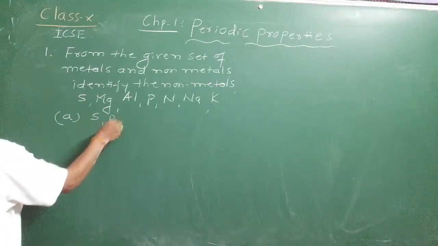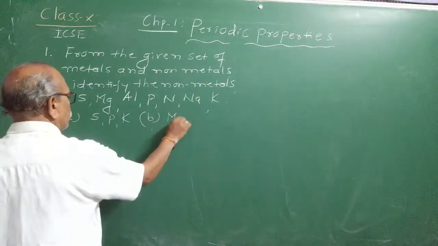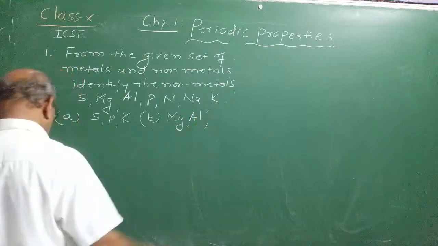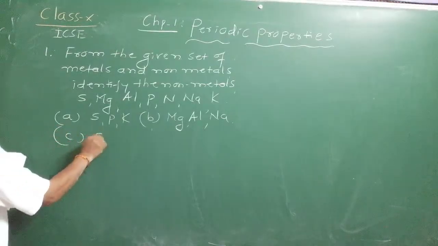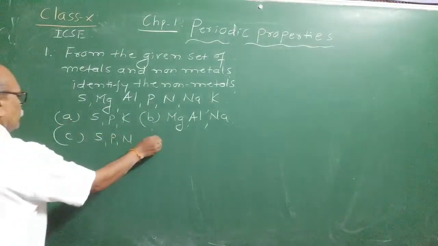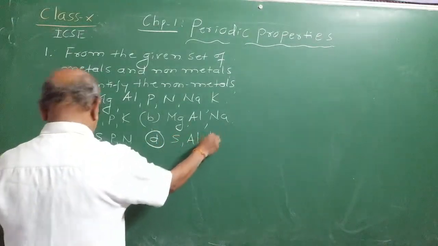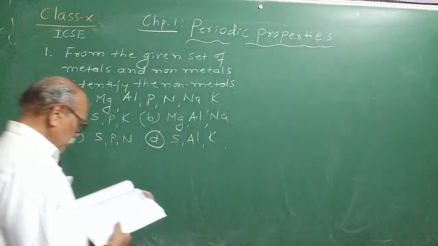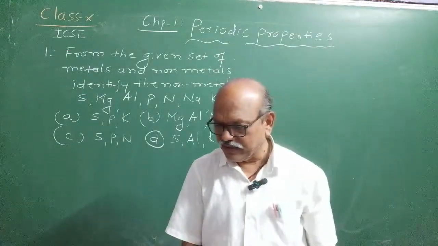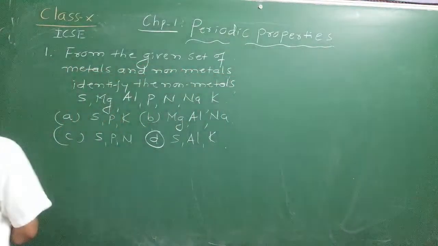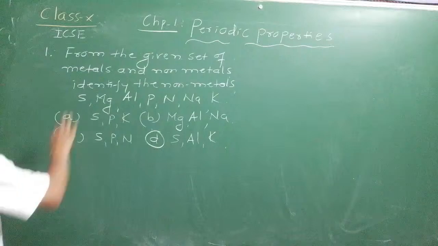First option: S, P, K. Second option is Mg, Al, Na. Third option is S, P, N. Fourth option is S, Al, K. Try to answer. We must have a complete idea of the periodic table, then only can we answer such questions.